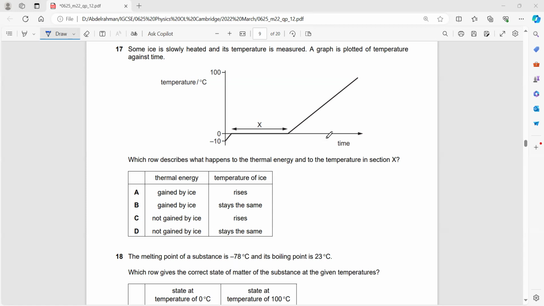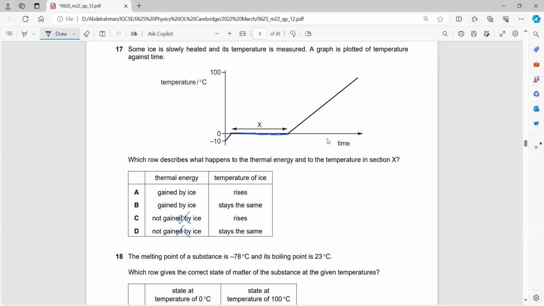That's just a guess. The ice would gain some energy, so C and D are wrong. Okay, it does gain energy. What about the temperature of melting ice? Is the temperature increasing in this section? Again, I'm talking about this section only.